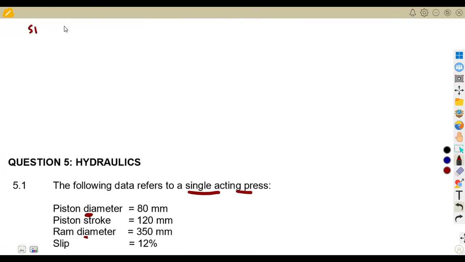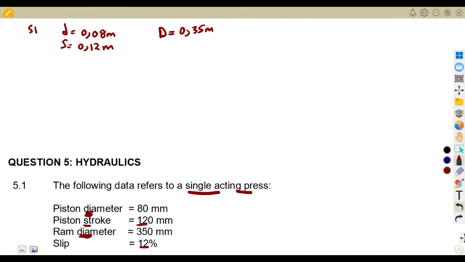So we have the diameter of the plunger, which is 80 millimeters divided by 1,000, that's 0.08 meters. Then the piston stroke, which is the stroke length, is given as 120 millimeters, which is 0.12 meters. That is our stroke length. Then for the ram, the diameter is 350 millimeters divided by 1,000, that's 0.35 meters.